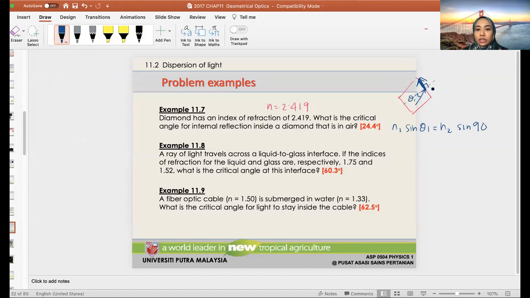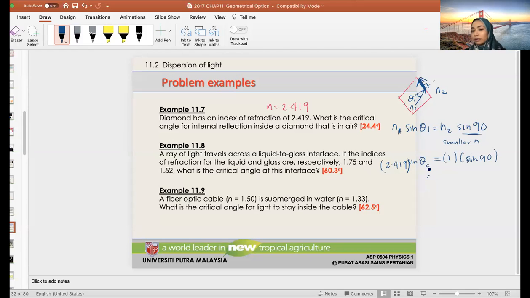Which one is n2? Which one is n1? n2 is outside, n1 is inside. The one with sine 90 is the smaller n, always. So if air is smaller than diamond, n2 is air. So that is 1 times sine 90. So 2.419 times sine theta C equals 1. Okay, so now that you know which one is which, you can solve for theta C.